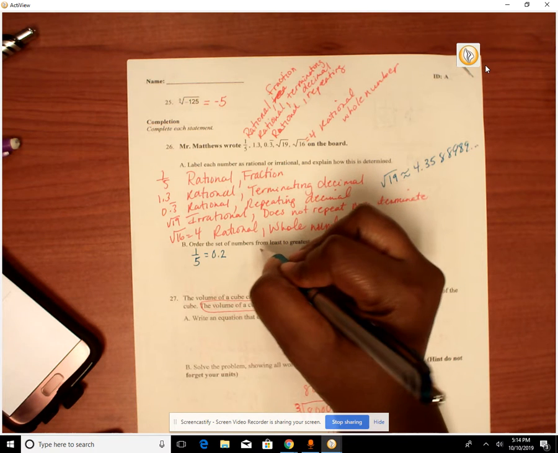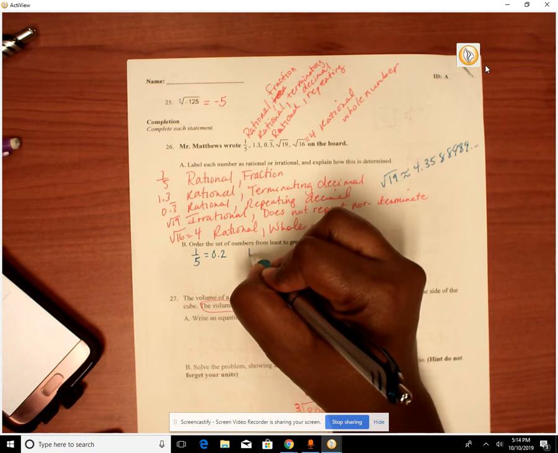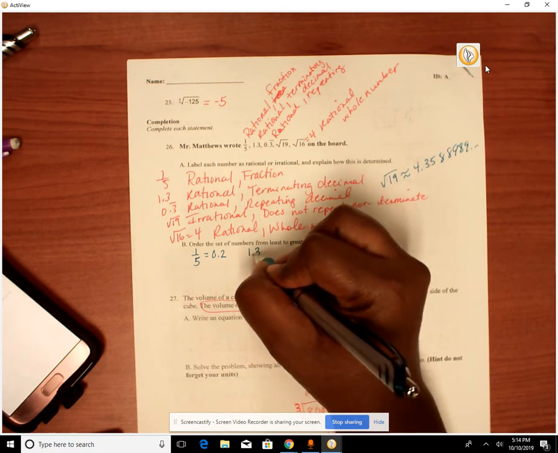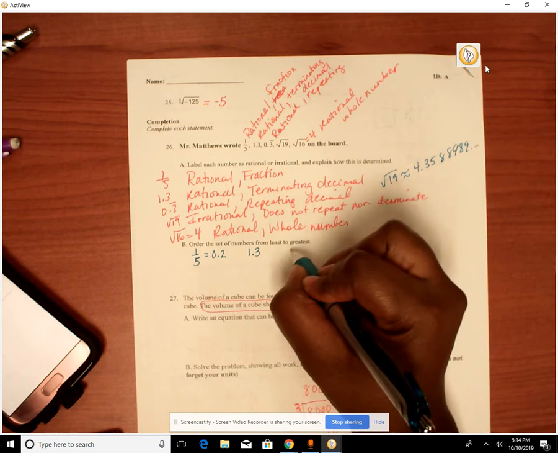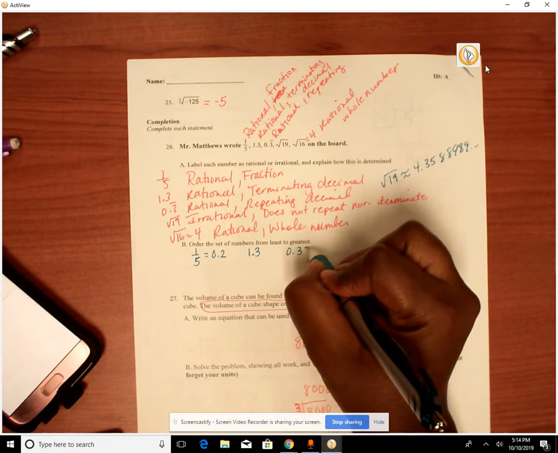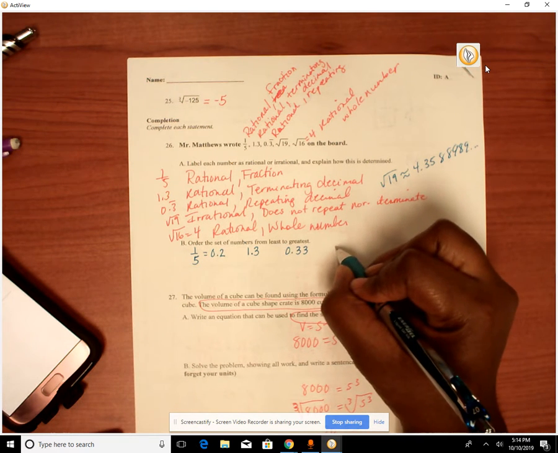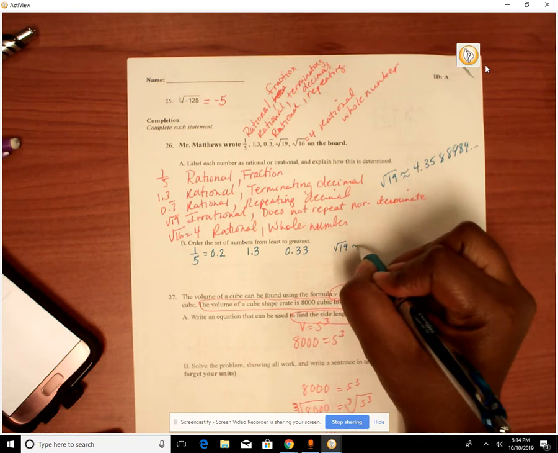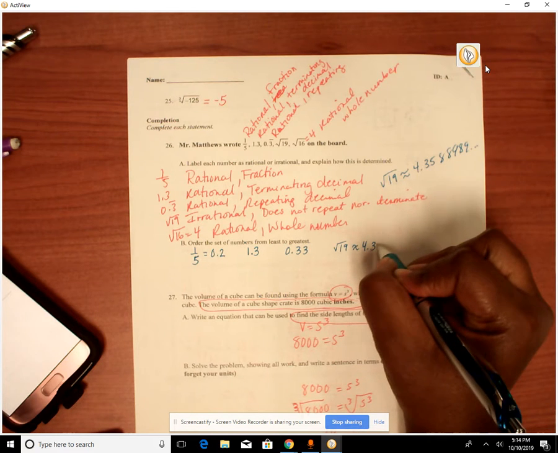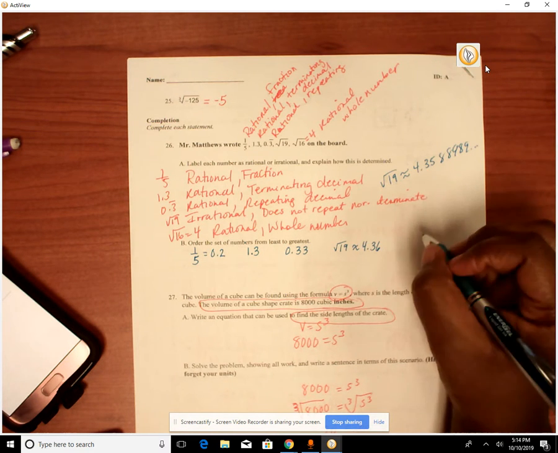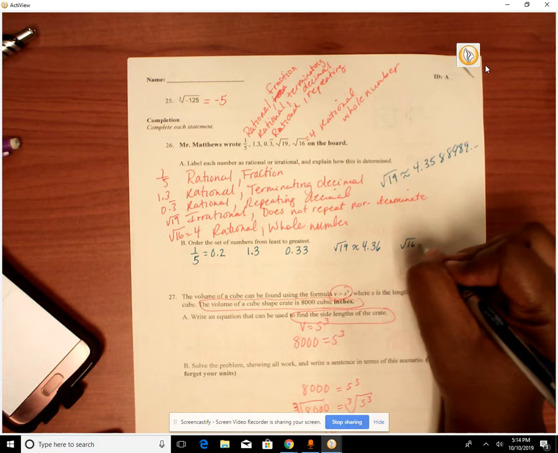And I saw some of you do this on the other test. You cannot change these decimals. This is still 1.3. This is still 3 repeating, so it's just 3. Square root of 19 becomes 4.36 if you round. And then square root of 16 is 4.